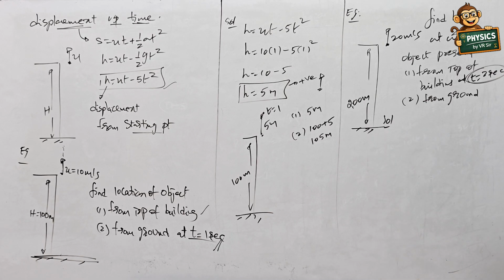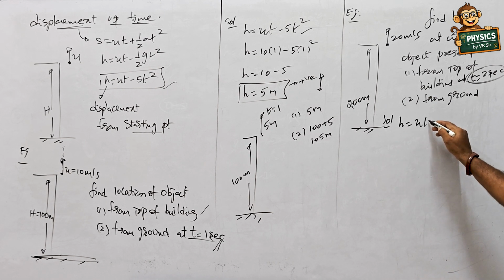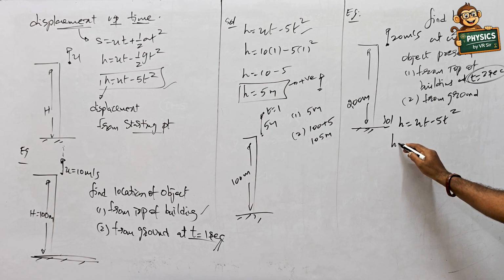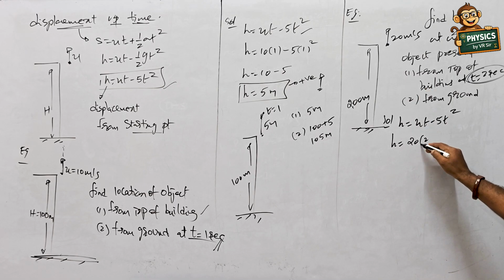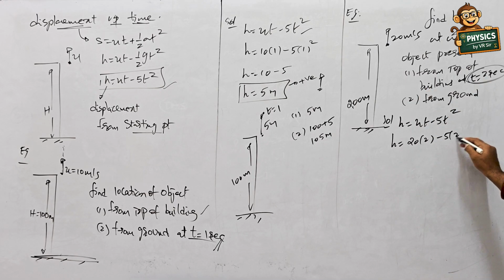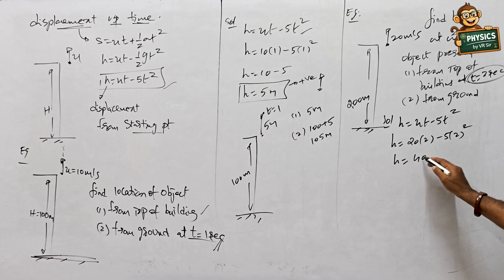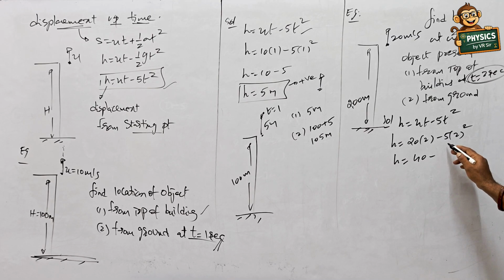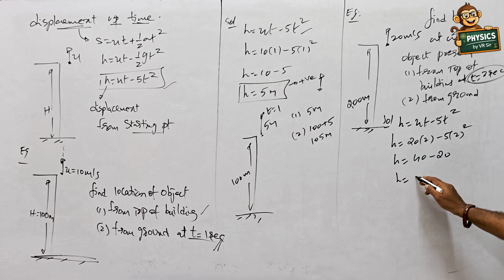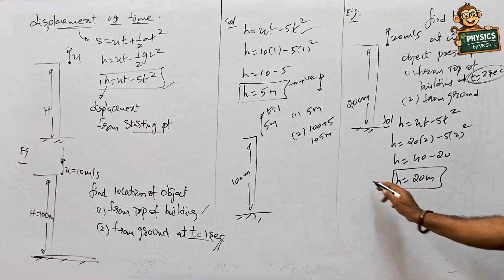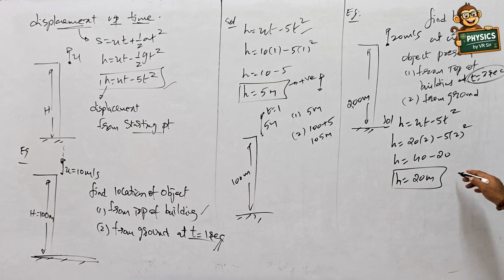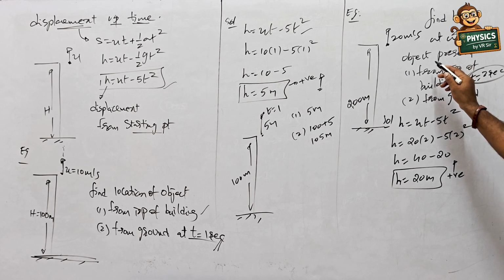Now in this case, what do we do? You can use this formula. So h is equivalent to ut minus 5t square. So h is equivalent to u is 20 into t is 2 seconds, minus 5 into 2 square. So h is equivalent to 40 minus 20. Okay, so h is equivalent to 20 meters. So we got positive, right? Positive means the displacement is upward only.